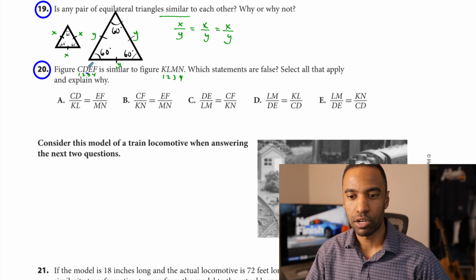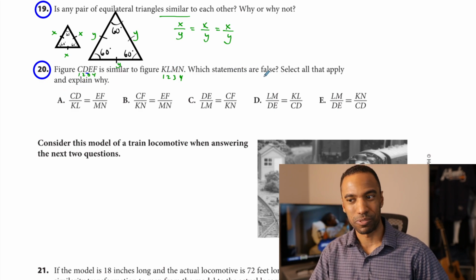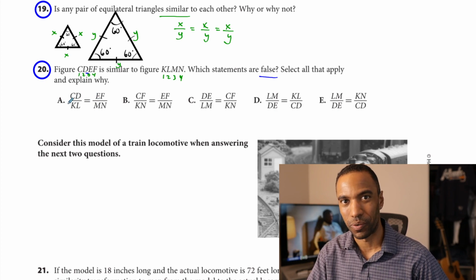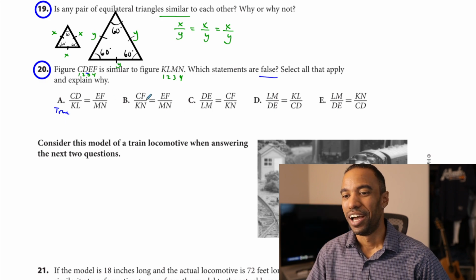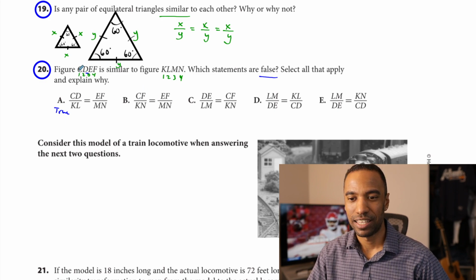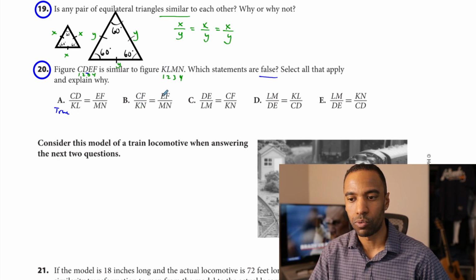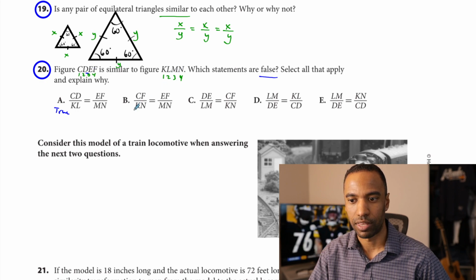Here we go. CD over KL, that's 1, 2 over 1, 2, okay? Equals EF over MN, 3, 4 over 3, 4. That one's good, so we don't select it because they're asking which ones are false. That one's not false, so I don't circle it. I'll just put a little true. That's true. All right. CF over KN, that's 1, 4 over 1, 4. Okay, those correspond. Equals EF over MN. EF is 3, 4 over MN is 3, 4. That one is true.